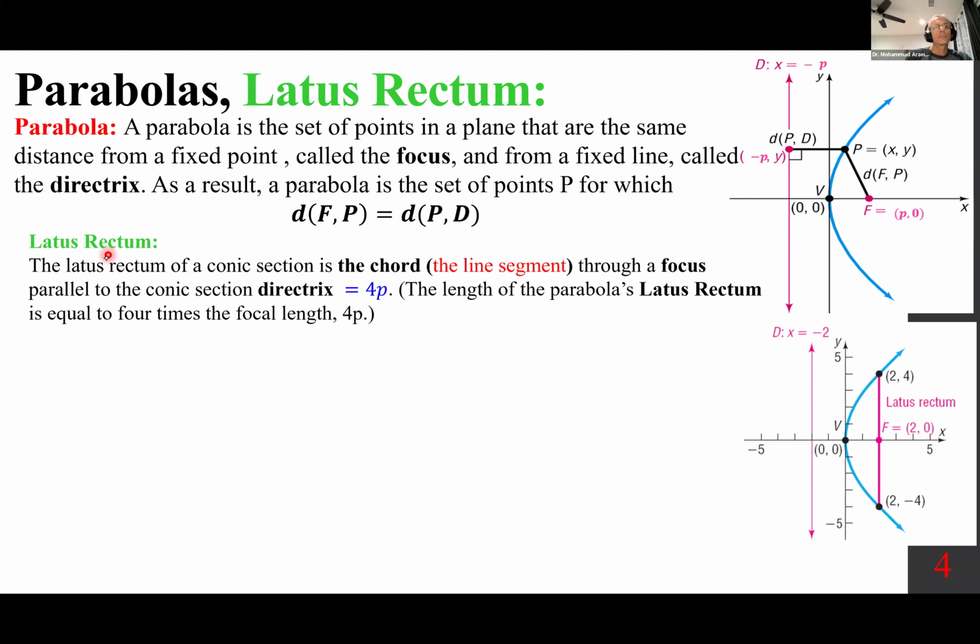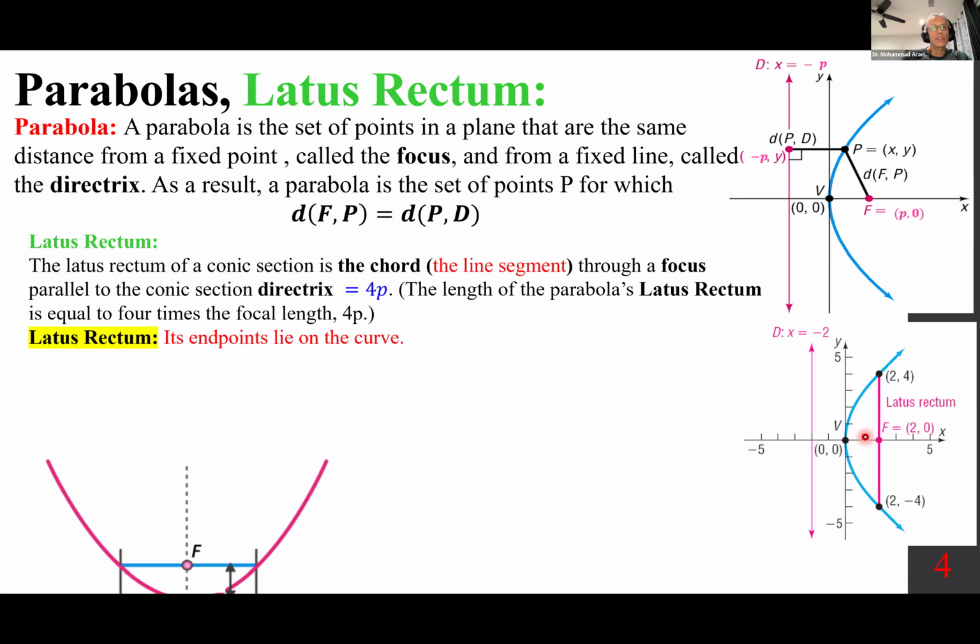What is a latus rectum? The latus rectum of a conic section is the chord or the line segment through a focus parallel to the conic section directrix, so parallel to that. And it's equal to 4p. The length of the parabola's latus rectum is equal to 4 times the focal length, so this distance.